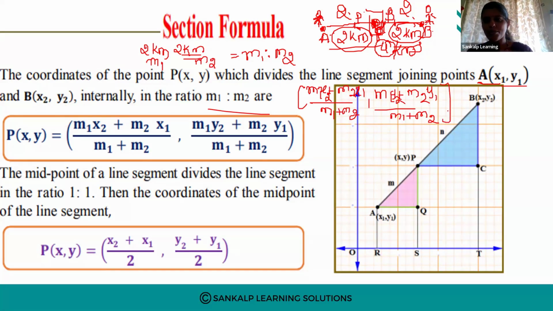Simple formula it is. m1 x2 plus m2 x1 divided by m1 plus m2, and m1 y2 plus m2 y1 divided by m1 plus m2. This is our section formula.